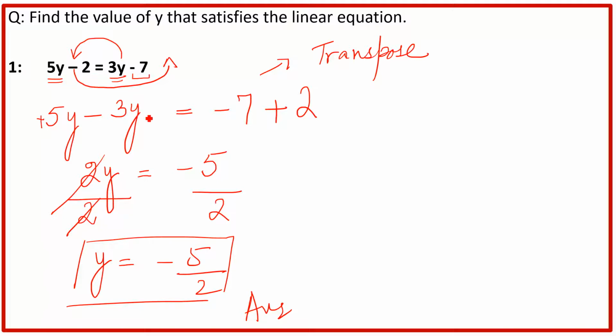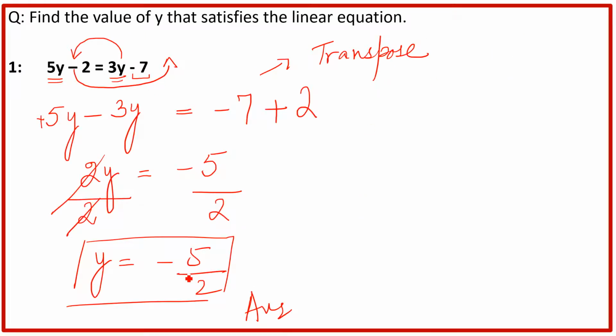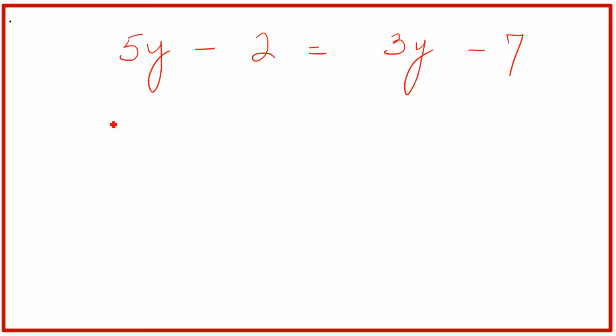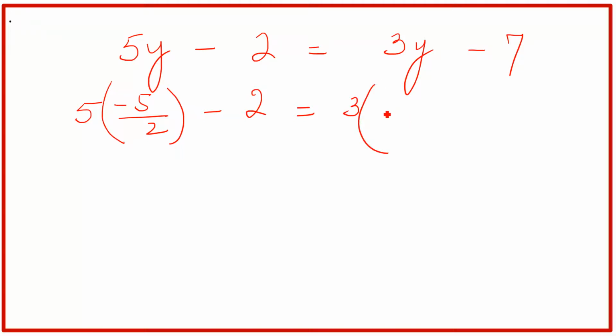equation. 5y minus 2 equal to 3y minus 7, and the value of y we have calculated is minus 5 over 2. So see here, instead of y we will write down minus 5 over 2, and here is negative 2, 3, and the value of y is minus 5 over 2. What we are doing here is actually not part of your question. It is only to check whether your answer is correct or wrong. Put the value of y in your question.